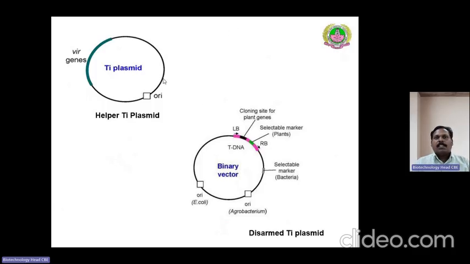So here you can typically see the picture representing the Ti plasmid, which is a helper Ti plasmid with a virulence factor, and the other plasmid is a binary vector which possesses the T-DNA, where you can optimally clone your gene of interest in the T-DNA part. So when this disarmed Ti plasmid is cloned with the foreign gene of interest, the virulence factor here can complement the disarmed Ti plasmid and helps to integrate the cloned DNA into the chromosome of the transformed plants.